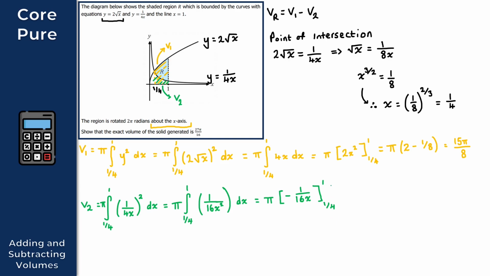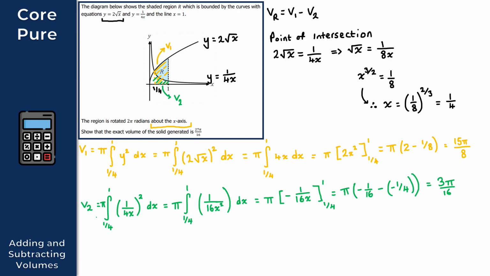So all we need to do now is just substitute our limits in, just as we did for V1. I get pi times. I got minus 1 over 16 times 1. So I get minus 1 over 16. We then subtract the lower limit here. So if I substitute in 1 over 4 here, then what I get is minus 1 over 4. Okay. Like so here. Then if we simplify everything inside the brackets, this is the same as minus 1 over 16 plus 1 over 4. So if we evaluate this and times it by pi, what we get is 3 pi over 16 here. Okay, so we get 3 pi over 16.